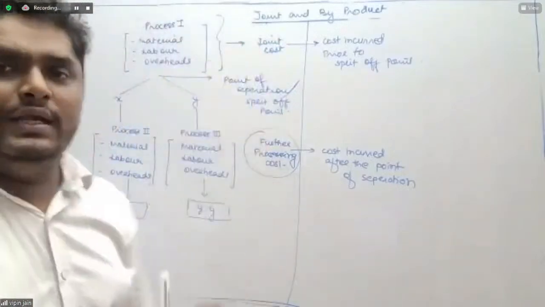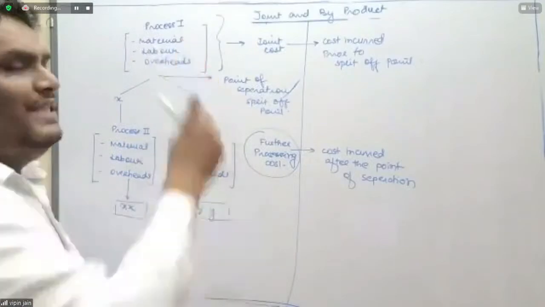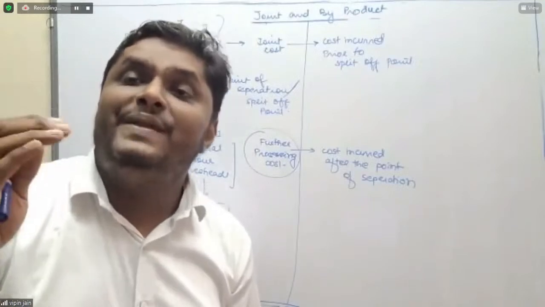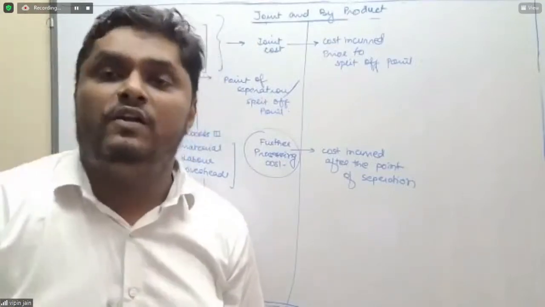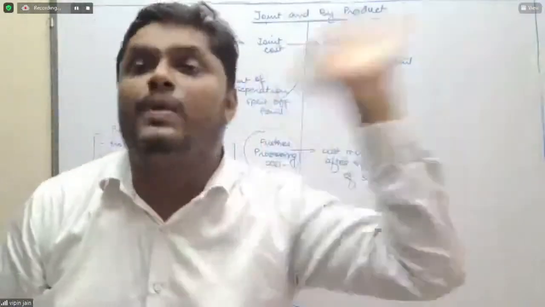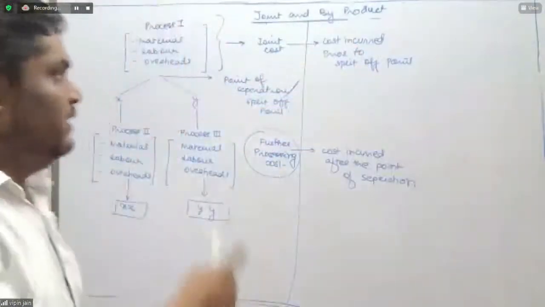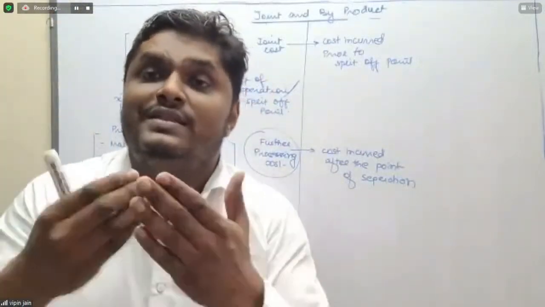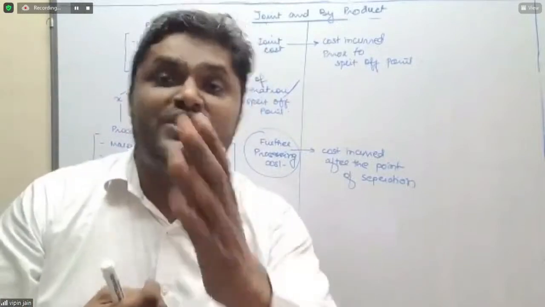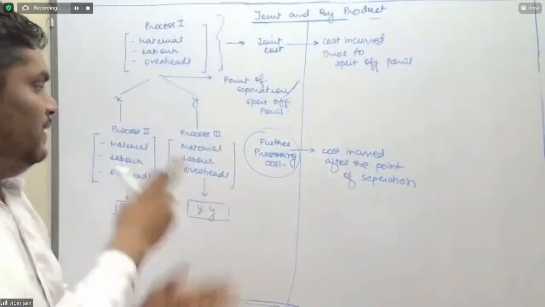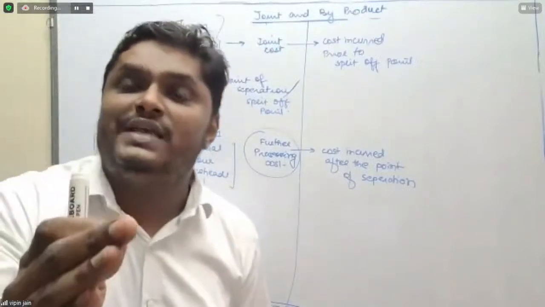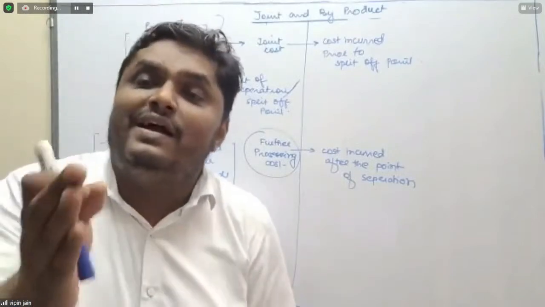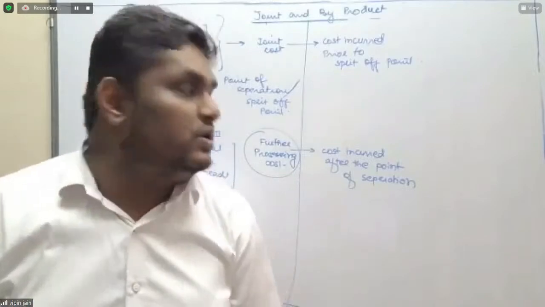Now a few terms, that is joint cost. In this example, the cost that is incurred in process first is the joint cost, which we also call the pre-separation cost or cost before split off point. So what is joint cost? The cost incurred prior to the point of separation is joint cost. Herein, this is the point of separation. Now the next term is further processing cost, that is the cost incurred after the point of separation. In this example, the cost that is incurred in process second is the further processing cost of product X. Further, the cost that is incurred in process third is the further processing cost of product Y.